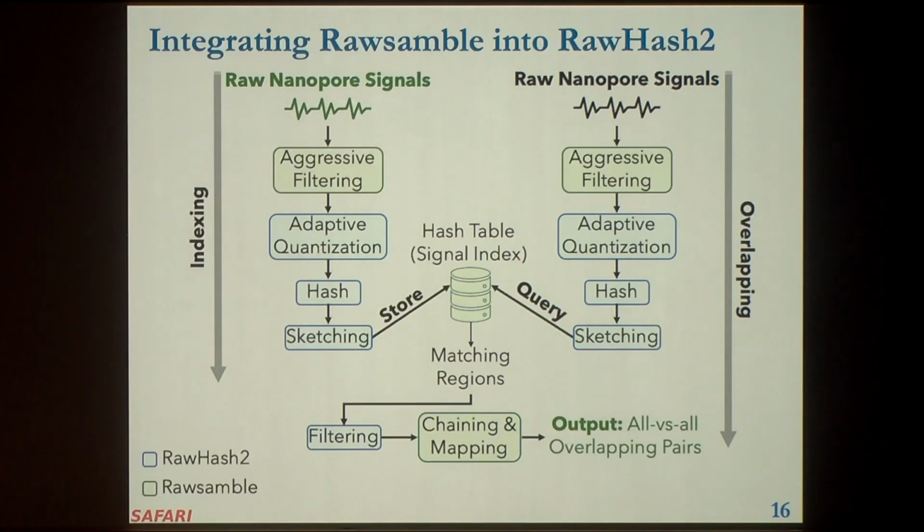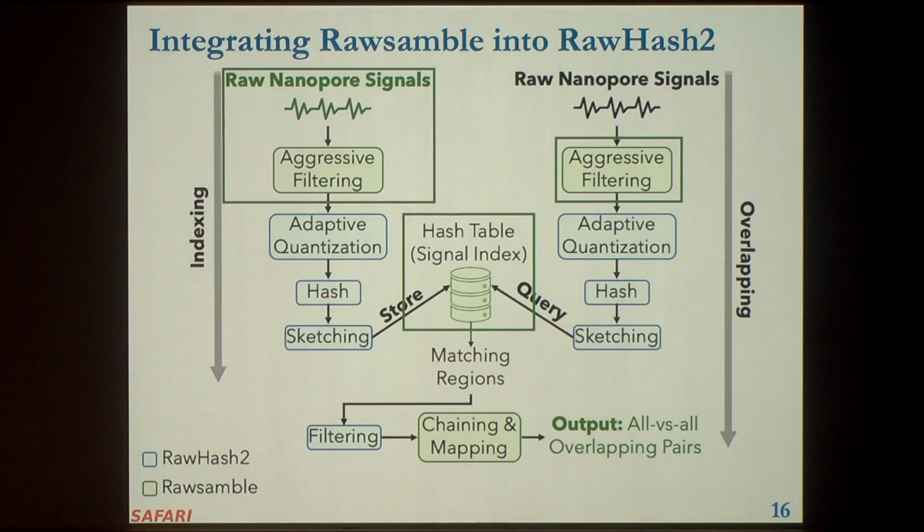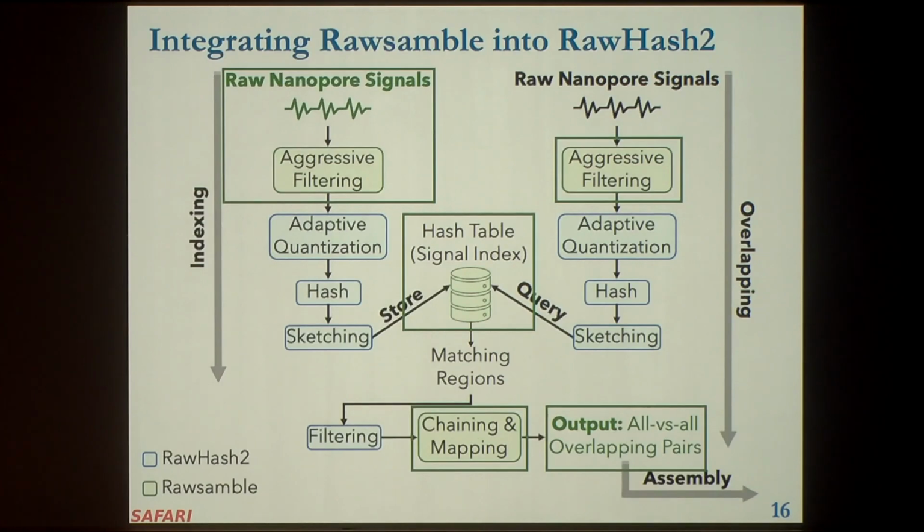We make key changes to it so that we can output the overlapping pairs. First, instead of storing the reference signals, we store the raw nanopore signals directly in the index. Second, we apply a filtering so that we can reduce the noise that we store in the index. Third, we modify the chaining and the outputting strategy so that we can report all versus all overlapping pairs, which can be used by off-the-shelf assemblers directly to build de novo assemblies.